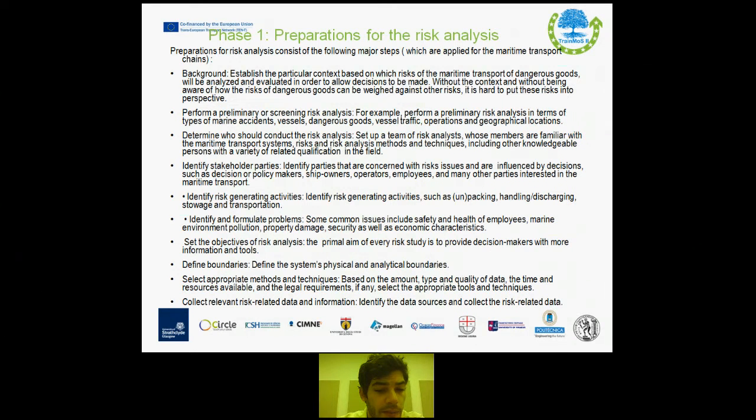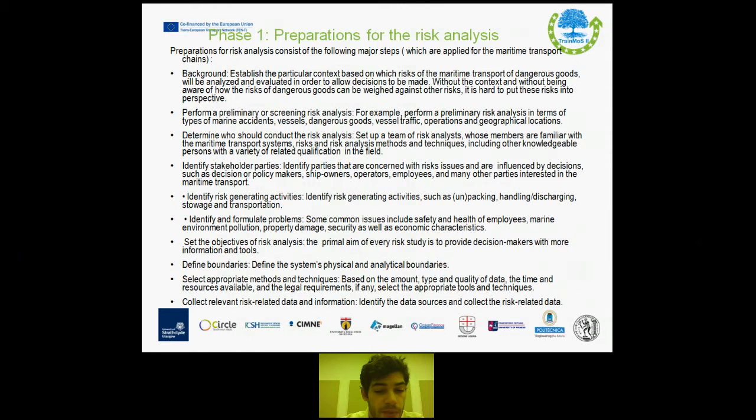Identify then the stakeholder parties, the parties which are connected with risk issues and are influenced by decisions, such as decision or policymakers, ship owners, operators, employees, and many other parties interested in the maritime transport. Identify risk-generating activities, such as packing, handling, discharging, stowage, and transportation with respect to transportation of dangerous goods.